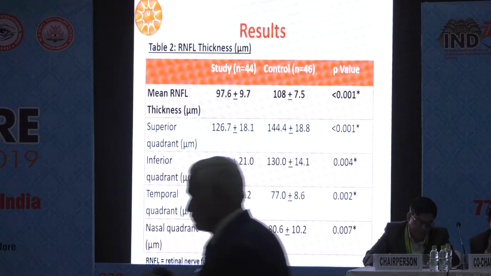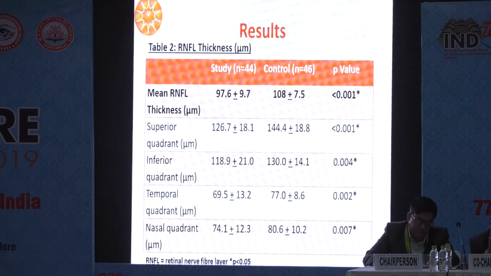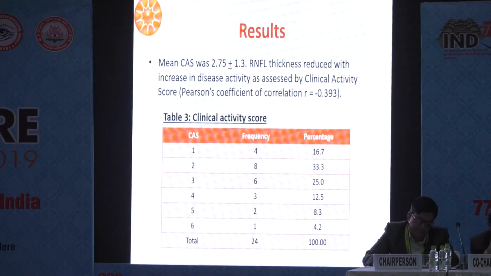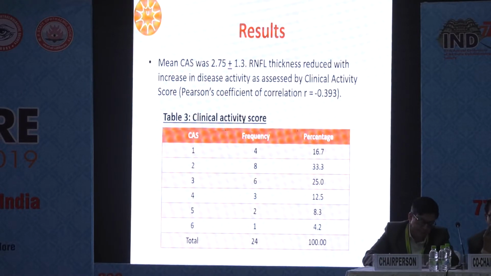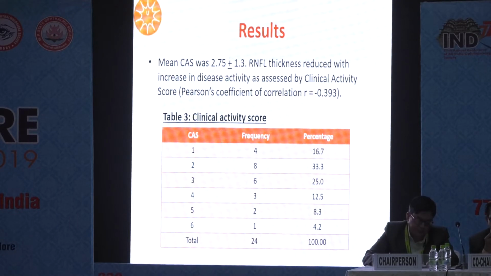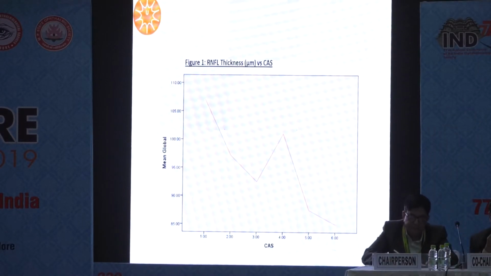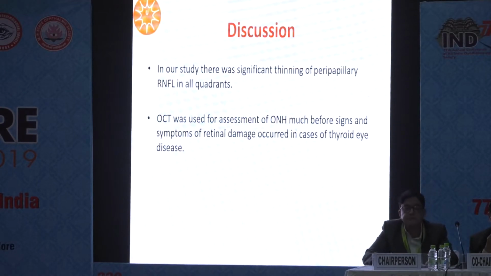Mean RNFL thickness among the cases was 97.6, while that in the control group was 108. This was highly statistically significant, and the RNFL thickness in all the quadrants was also found to be significant. Mean clinical activity score was 2.75, and it had a negative correlation with RNFL thickness, with coefficient of correlation being minus 0.393. This is a negative slope you can see with the clinical activity score.